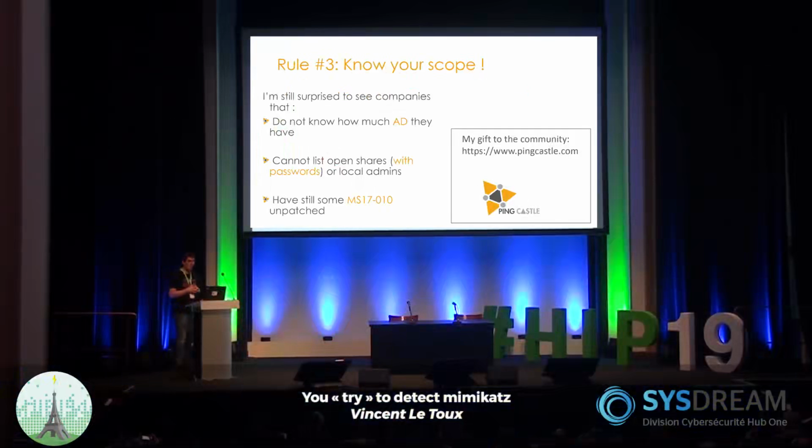And I think the rule number 3 is that you want to detect mimikatz, but you don't even know your scope. I'm still surprised to see that companies don't know how many IDs they have. They cannot list the open shares when you have a password on it. They have workstations where everyone is a local admin. And you can have even MS17-010 unpatched, and I'm surprised by it. So my advice is to use my tool to do the work.